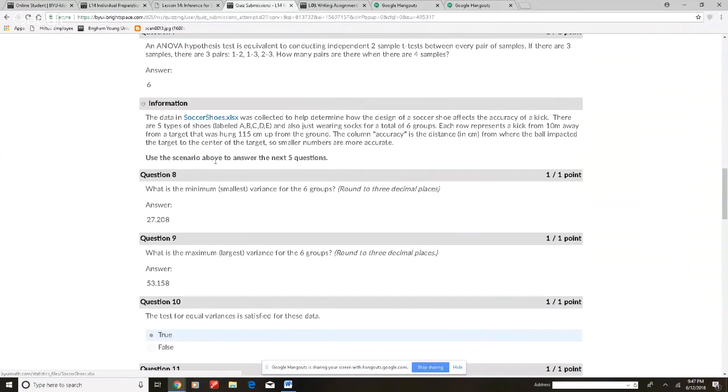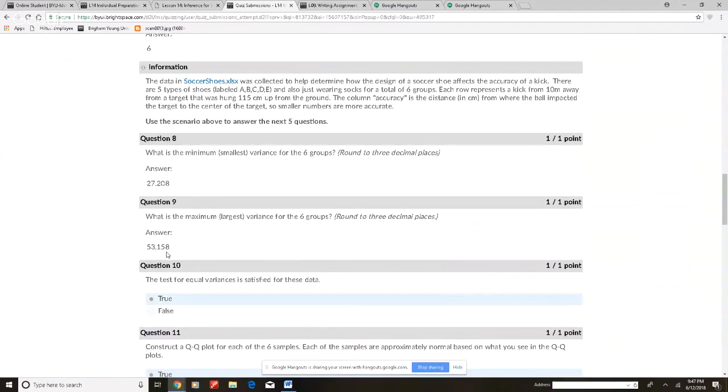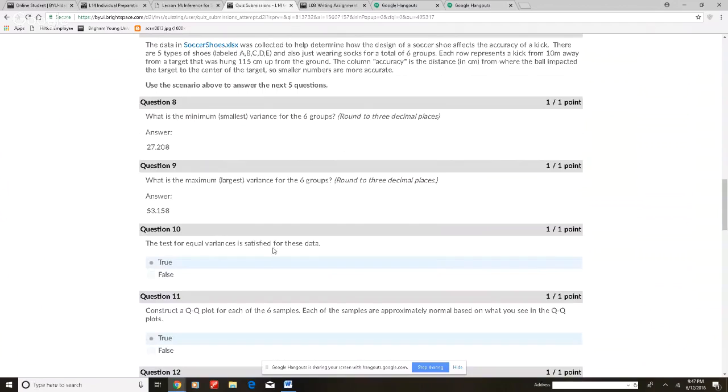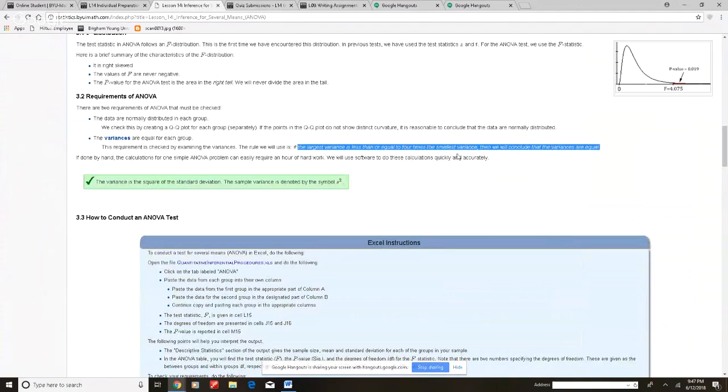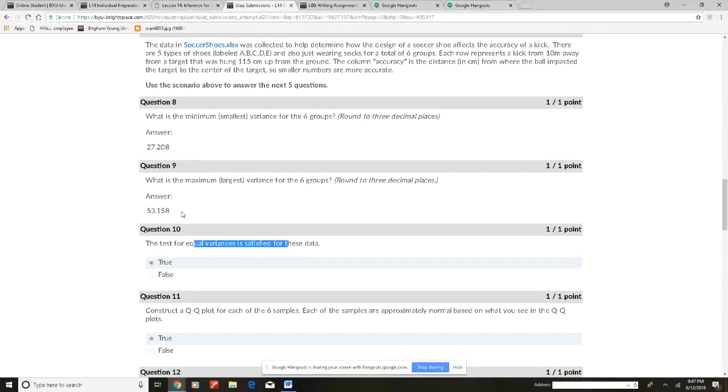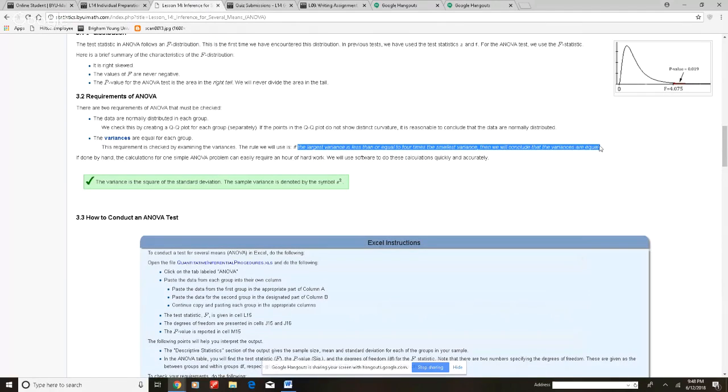Okay, so in this one, we just download the document. For the first time, it was exactly what it was there in Excel. So 27.208, 9, 53, 158. The equal variance assumption is satisfied. And then I went to the book. It is satisfied when the largest variance is less than or equal to 4 times the smallest one. So this is the largest, and this was the smallest. When you multiply the smallest by 4, it is still larger than the largest. So then you can conclude that they are equal.